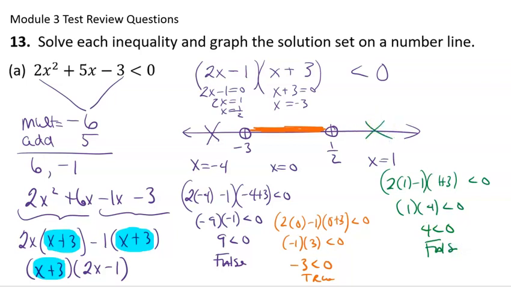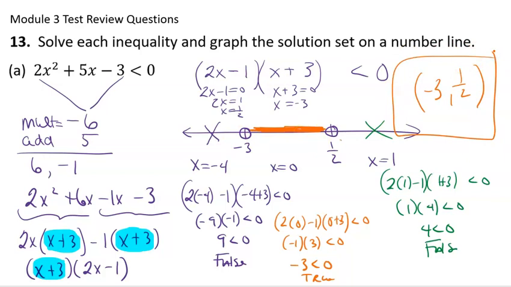So how do I write my answer? In interval notation, I'm going to write it in orange since that just happens to be the interval that was correct. You can't include the -3 or the 1/2, because those values aren't included because that would make it equal to 0. And there is your final answer there.